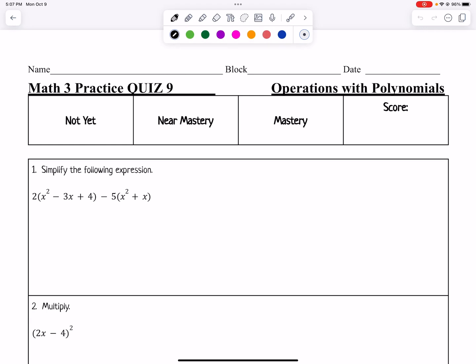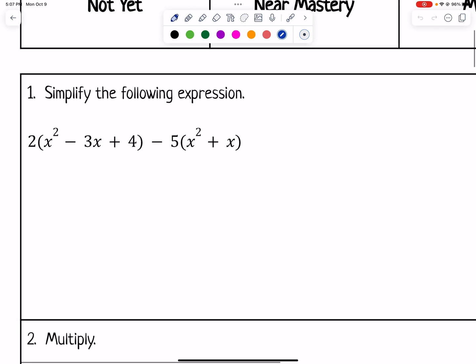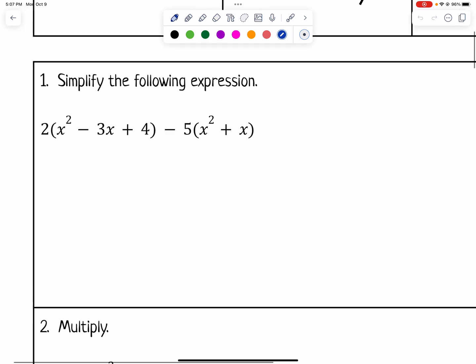In this video, let's take a look at practice quiz number 9 on operations with polynomials. And number 1, it says simplify the following expression: 2 times the quantity x squared minus 3x plus 4 minus 5 times the quantity x squared plus x. So the first thing we want to do is distribute the 2 to this first trinomial.